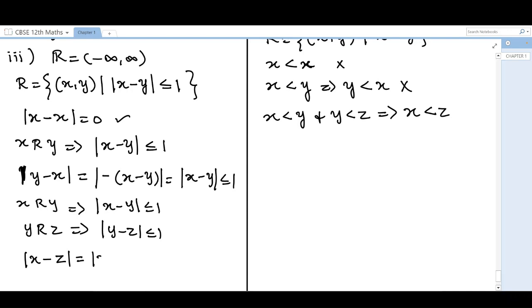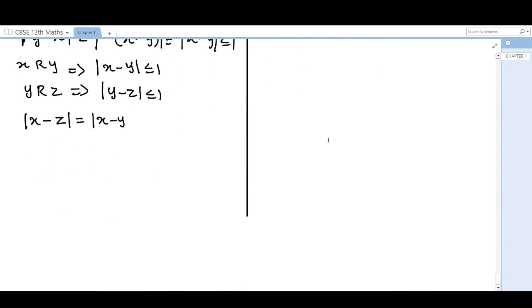So, this is equal to modulus of x minus y plus y minus z. By the triangle inequality, we can rewrite this as modulus of x minus y plus modulus of y minus z. But we know that this modulus value is less than or equal to 1 and this is also less than or equal to 1. So, 1 plus 1 equal to 2. So, what we have obtained is modulus of x minus z is less than or equal to 2. Thus, x is not related to z. So, the relation we have considered is reflexive and symmetric but not transitive.